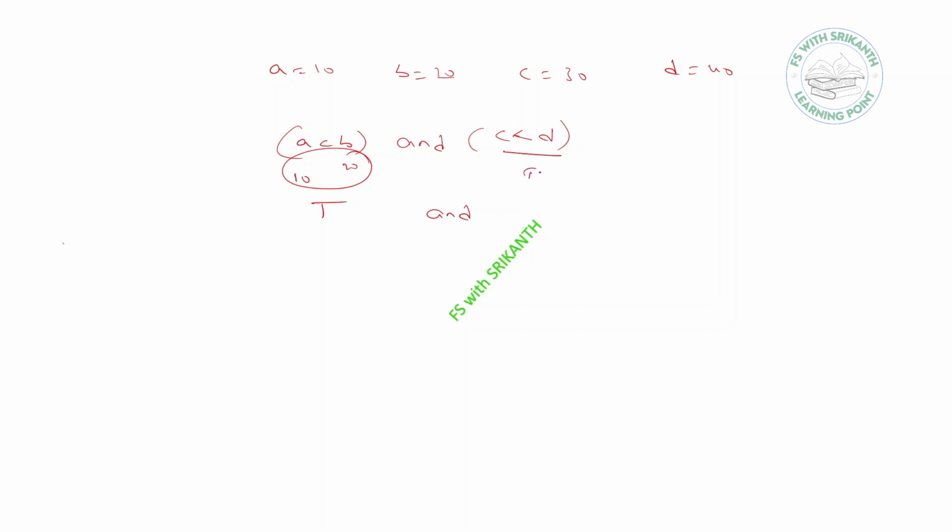Logical operators. Here you observe A value 10, B value 20, C value 30, D value 40. A less than B, C less than D. Then here we are passing and. What does it do? A value 10, B value 20, this expression is true, and this expression is also true. So true and true, both expressions are true. So what does it return? We are going to check what we get.